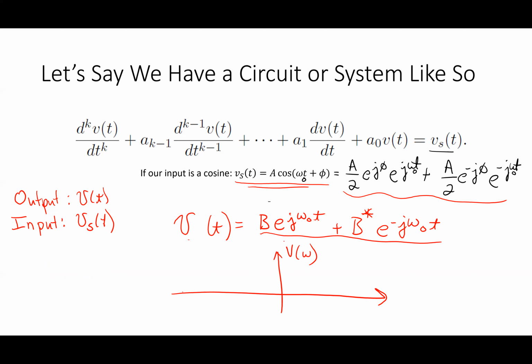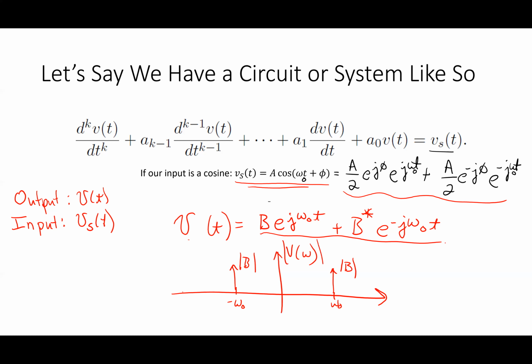What do I have to plot? Magnitude and angle, right? So if I said, well, let's plot the magnitude of this thing. What would the magnitude of this guy be? Well, wherever omega naught is, and at negative omega naught, what would I have at those frequencies? Yeah, I would have impulses, right? So this would be the magnitude of B, and this would be the magnitude of B.